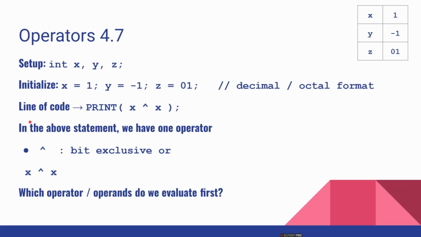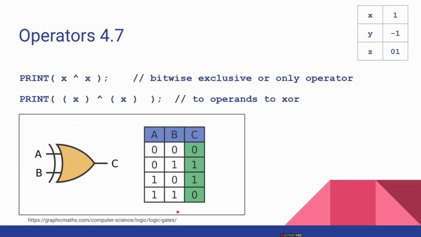And once again, the line of code or the puzzle we're trying to evaluate is this print, passing in the identifier x XOR x. We can see that in this single statement we have only one operator, which is the bitwise exclusive OR. So therefore, it's going to be the only one we actually evaluate, since there aren't any other ones present in the statement. Here, we're going to perform the bitwise exclusive OR on x and x.